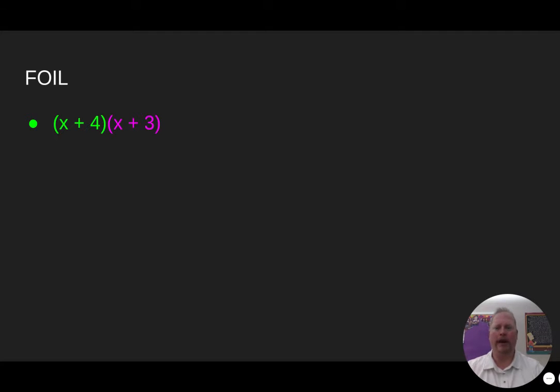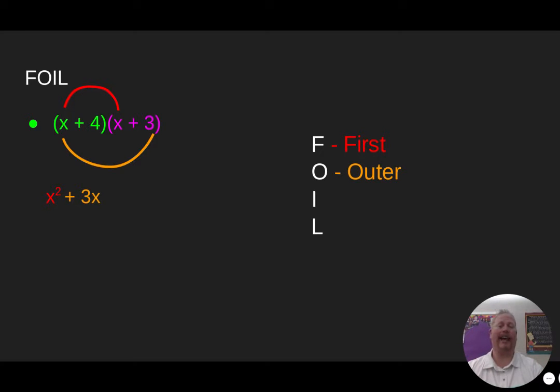So here we have two binomials, x plus 4 times x plus 3. FOIL stands for first. So I'll do the first term times the first term, which gives me x squared. Outer, so I'll take my furthest left term times my furthest right term, so x times 3, which is 3x. Then the inner, I take my two terms that are in the middle, so 4 times x. And then last, so I'll take my last term in the green parentheses times my last term in the purple parentheses, which gives me 12.